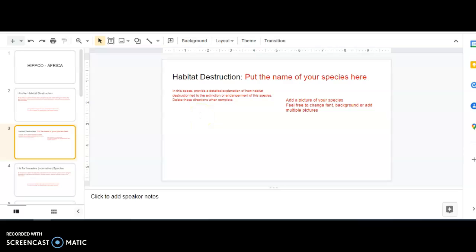So in this space, provide a detailed explanation of how habitat destruction has led to the extinction or endangerment of certain species. And keep in mind, you can use species that we did learn in class. So, you know, we did the lions and elephants, but there were other ones there as well, the zebras, the wildebeest, aardwolves. There's all sorts of animals out there. And make sure you have a picture of it. You can do any changing to this website. I will give you some sort of creativity points and things like that.